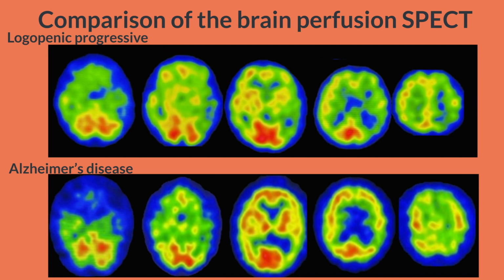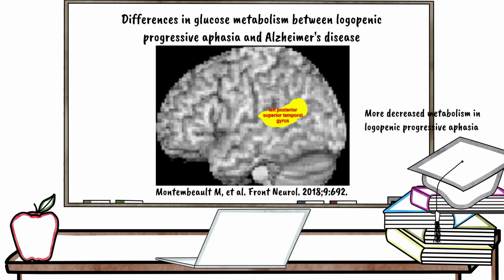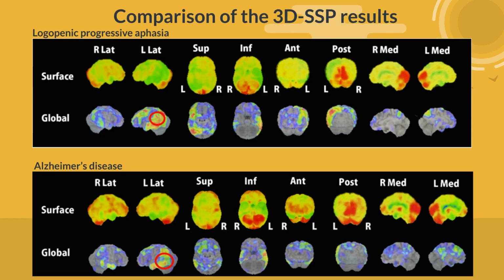There is a report examining the differences in glucose metabolism between logopenic progressive aphasia and Alzheimer's disease. In that report, differences were found in the left posterior superior temporal gyrus, which was more markedly reduced in logopenic progressive aphasia. Comparing both images on 3D SSP, you can see that perfusion is indeed reduced in the left posterior superior temporal gyrus, which is more prominent in logopenic progressive aphasia. We believe that reduced perfusion in this region is associated with the aphasia characteristic of this syndrome.